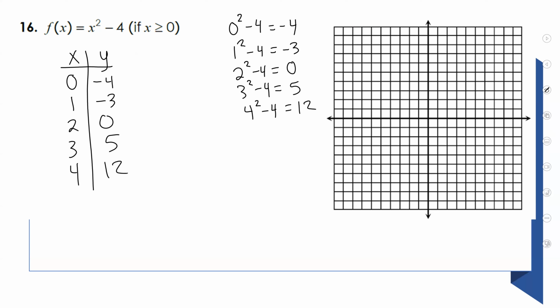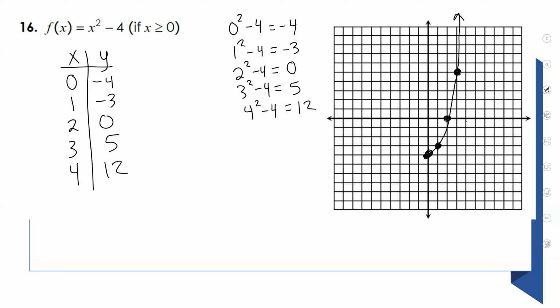Okay, so graph those points. So 0, negative 4 is here. 1, negative 3 is here. 2, 0 is here. 3, 5. Guys, stop talking, please. 3, 5 is here. And 4, 12 is up there somewhere. So it looks like it goes like that.